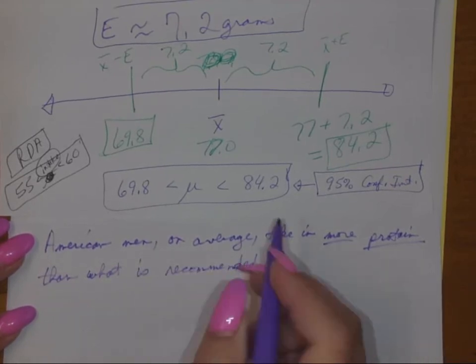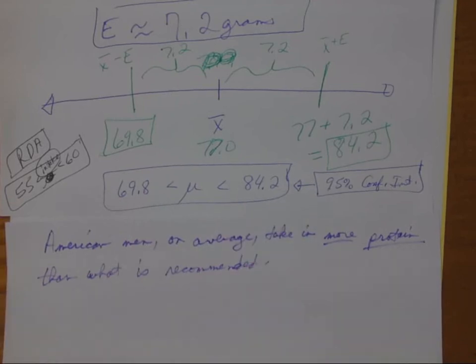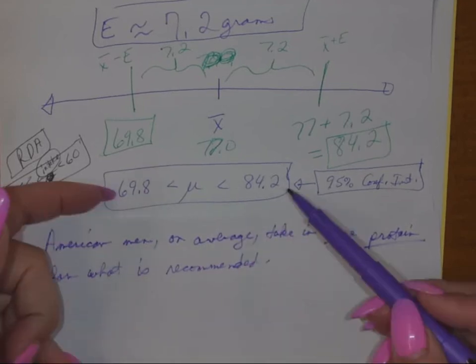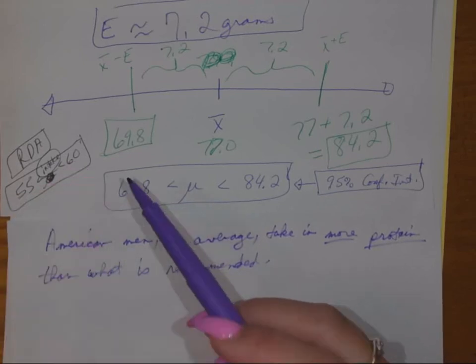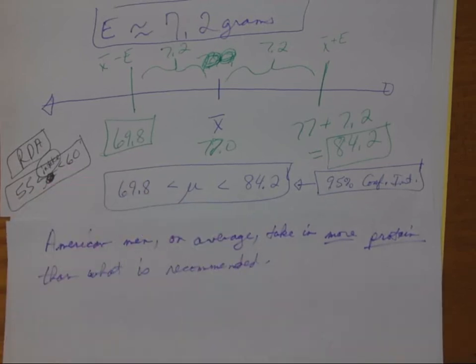And it's not just some of them, it's like all of them, right? Because if this is my confidence interval and that's the smallest point, it's way above the highest point for the RDA. Okay, so that's what we're seeing here, is that our American men here, in this case, are eating way more of this than what they would have been. Okay, so that's what's going on there.